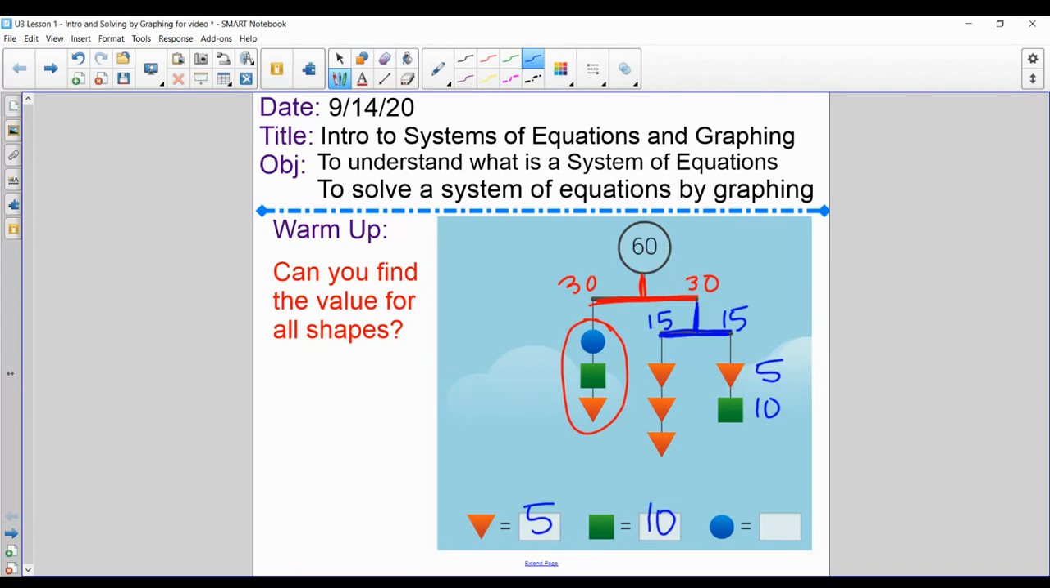And if I know that triangle is 5, square is 10, together that's 15, so the circle must also be 15 to equal 30. So hopefully you came up with that. The reason we started with that is today we're starting to solve systems. So this is a picture, but it is a system of equations without really knowing that it is, right? We're going to look at a couple more things that are pictures.